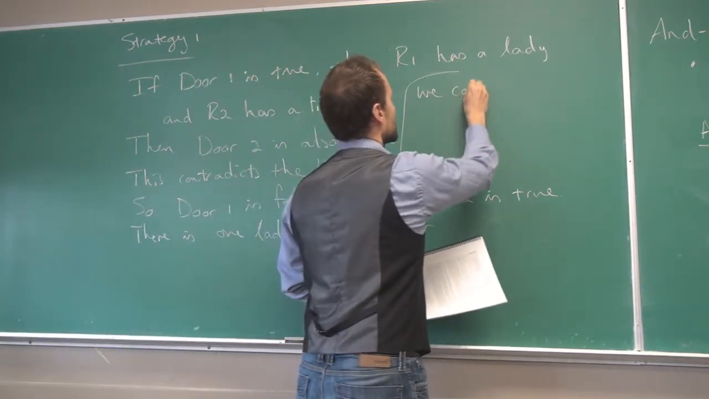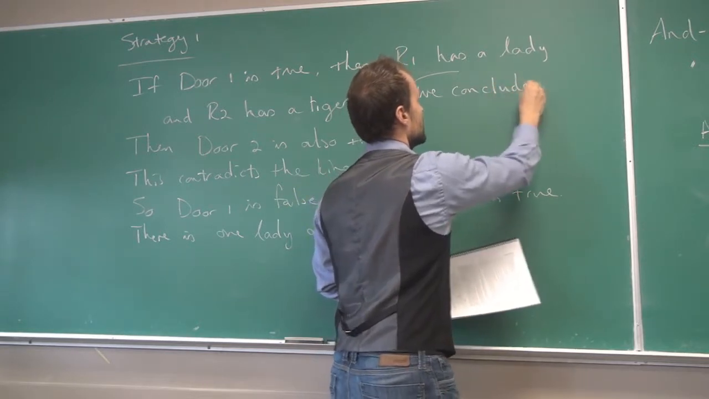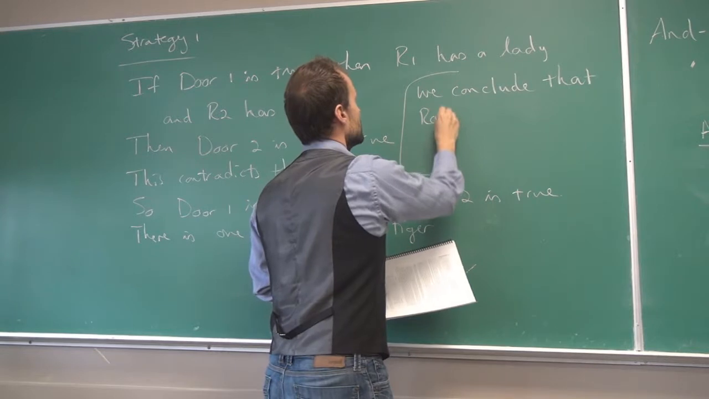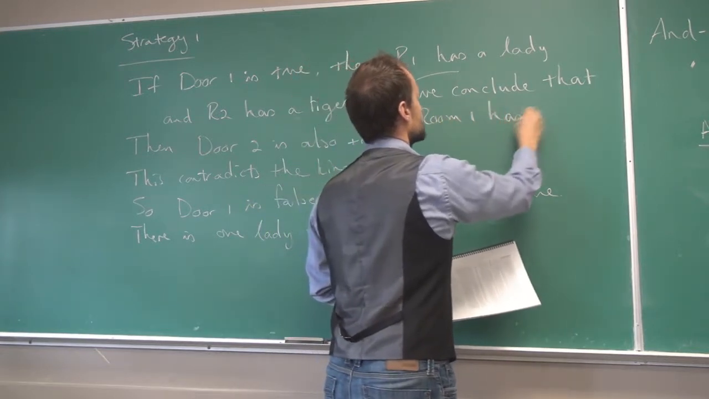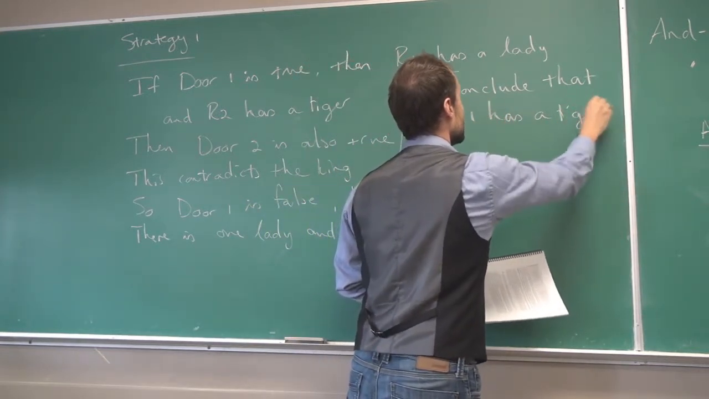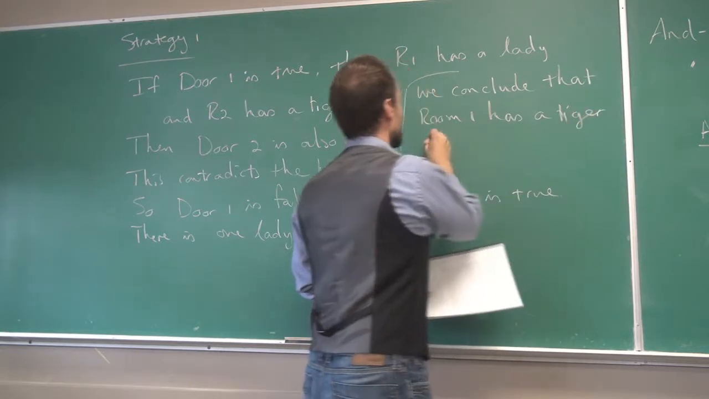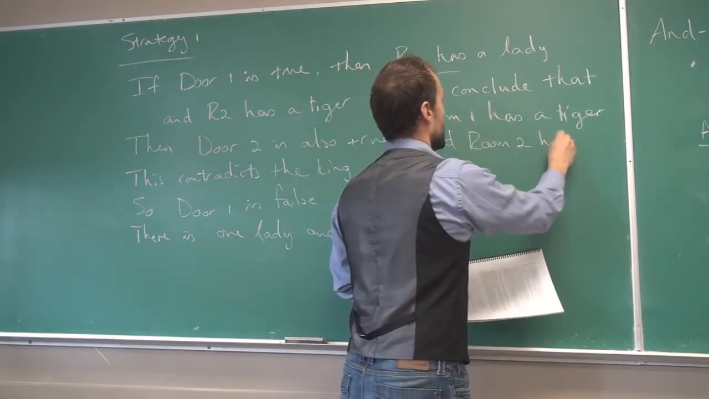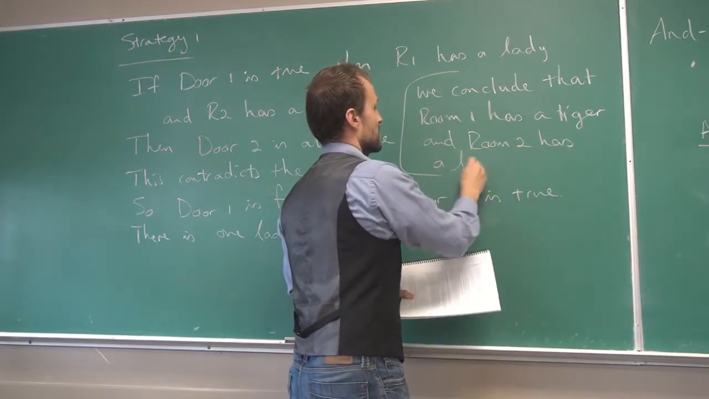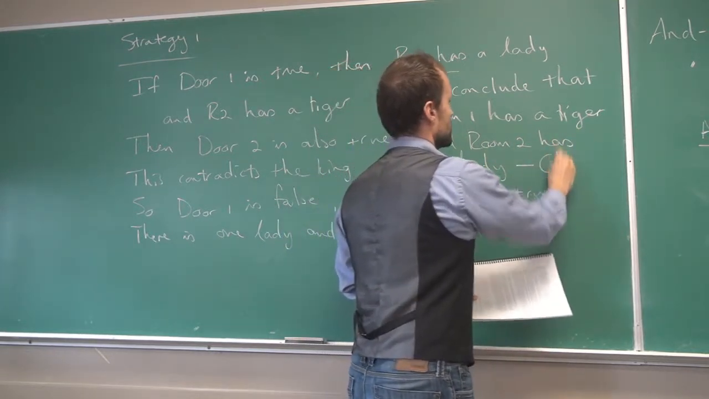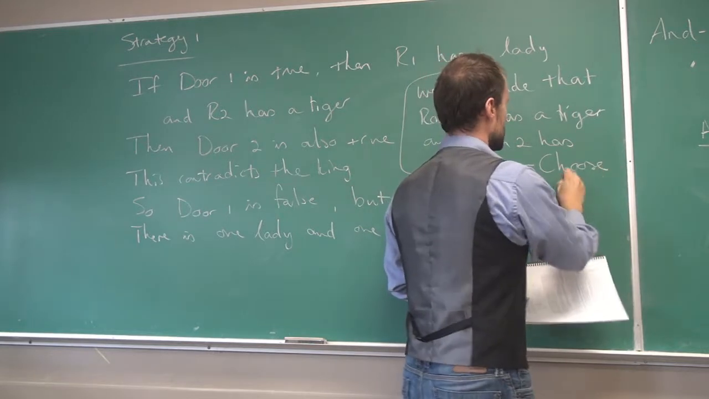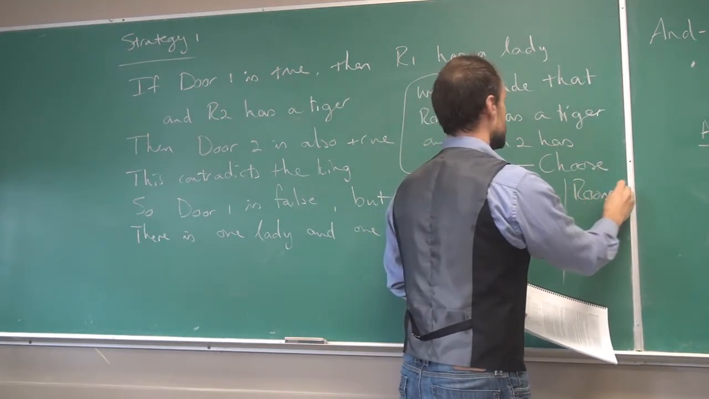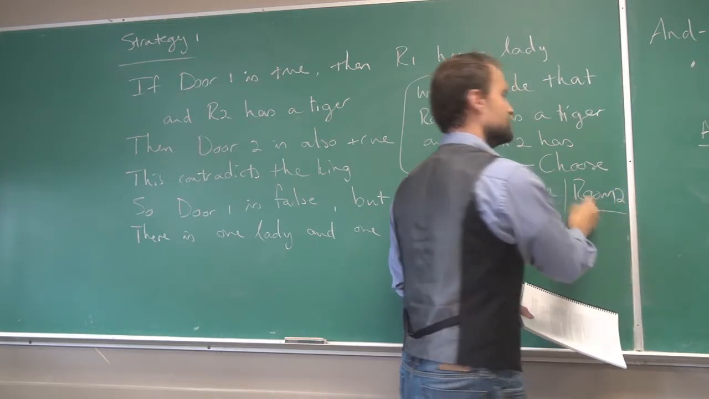Let's say here we conclude that room 1 has a tiger, and room 2 has a lady. So the prisoner should choose room or door 2.